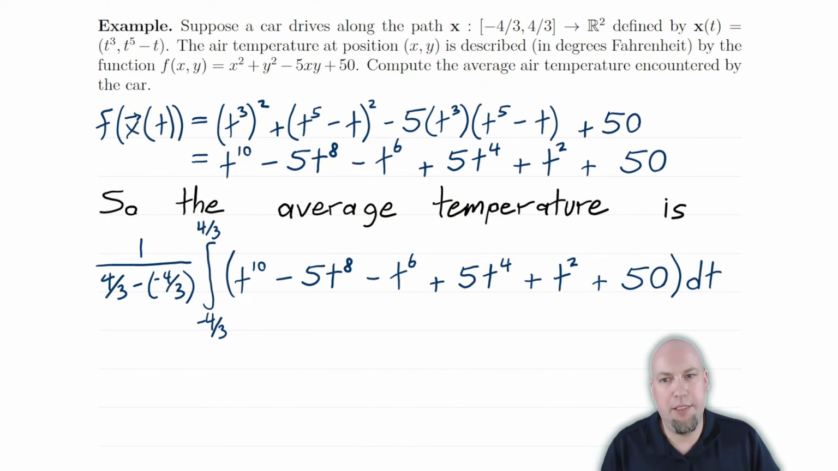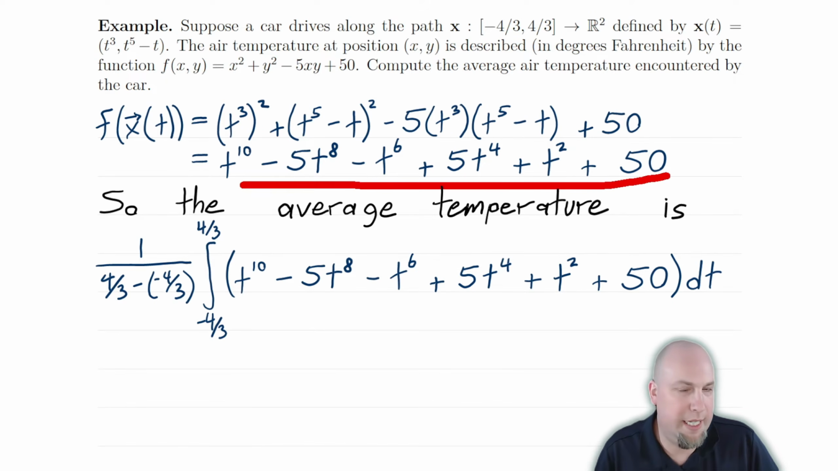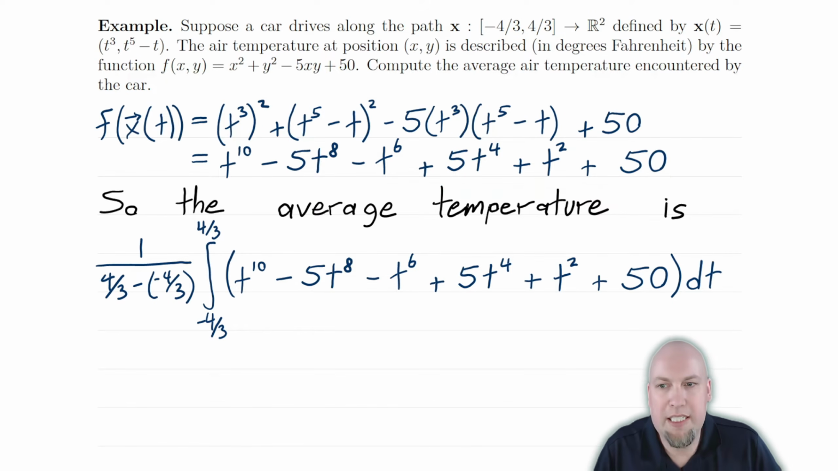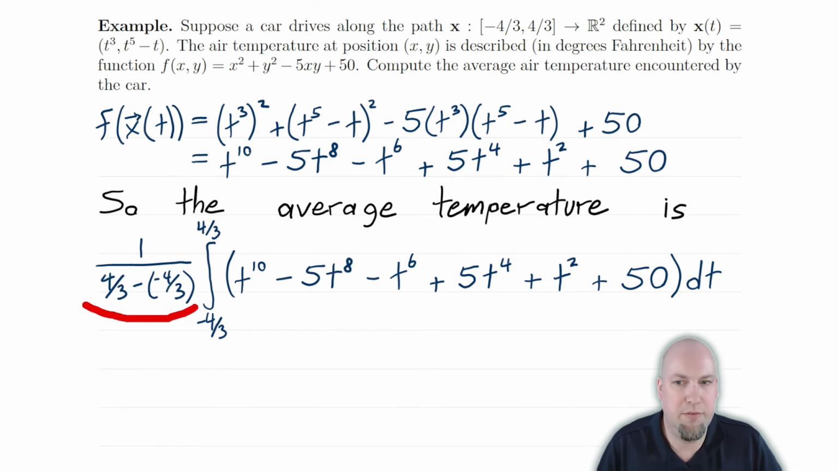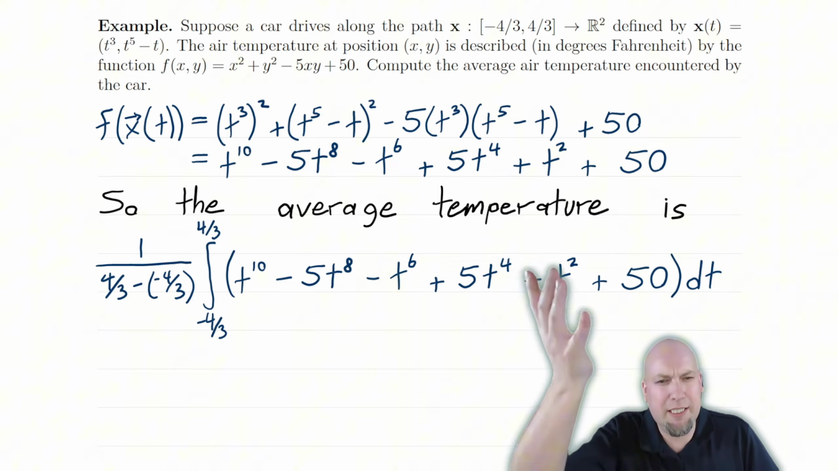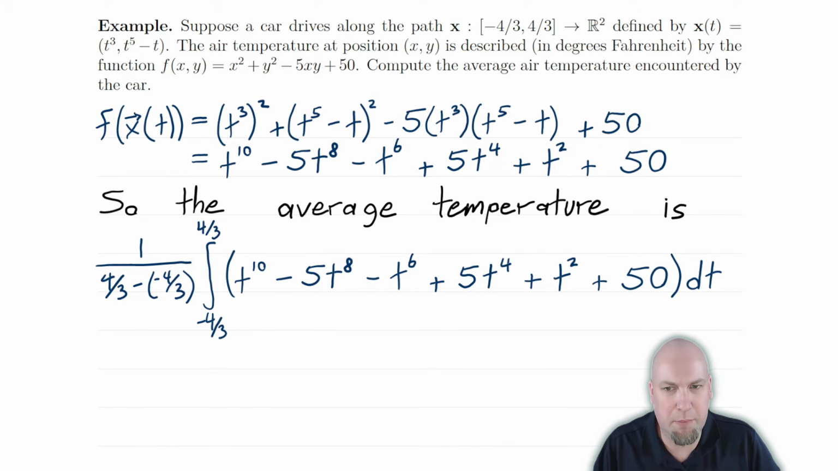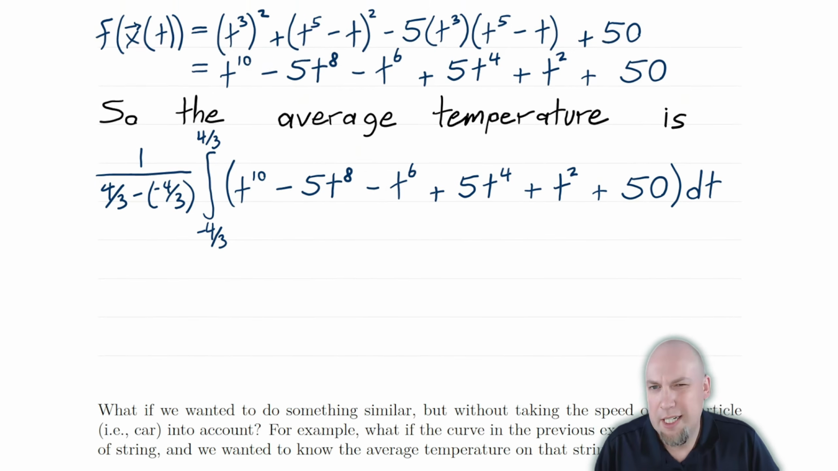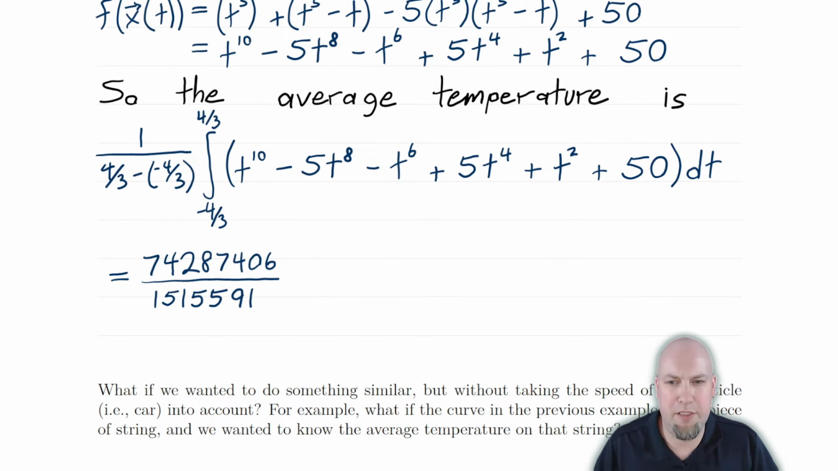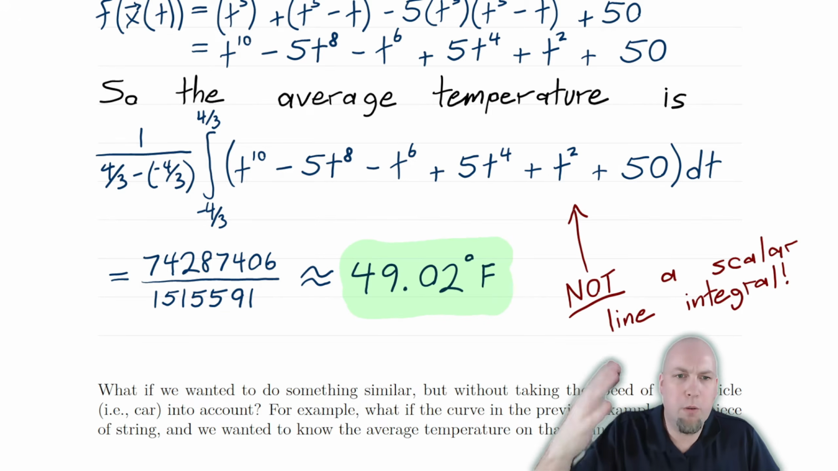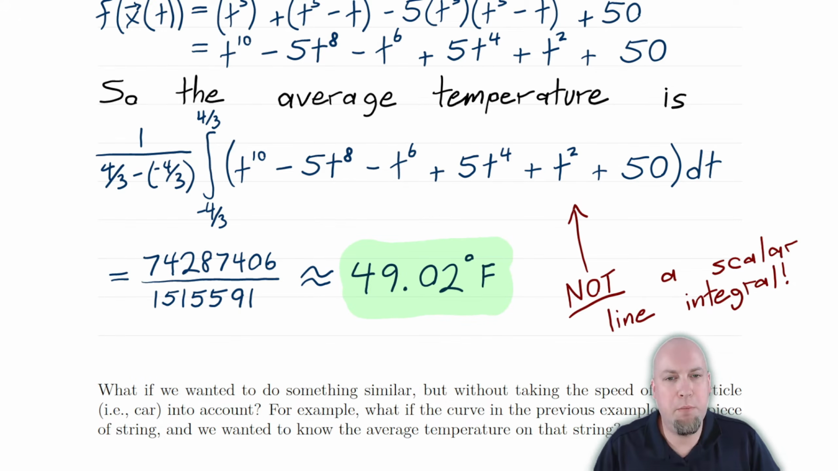So I do that. I integrate this function, which is exactly the f of x of t that I saw up above, and I divide by the width of the time interval, which is just going to be 8/3. It's ugly here because this is a high degree polynomial and I'm plugging ugly rational numbers into it, but it's just a straightforward calculation. Despite how ugly it is, plug things into a calculator, and you're going to get this ridiculous fraction as your answer, or approximately 49.02 degrees Fahrenheit.